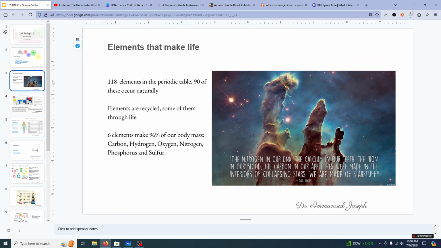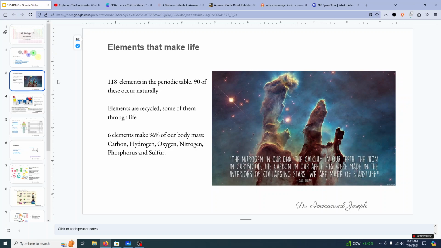There are 118 elements in the periodic table. 90 of these occur naturally. It's important to recognize that while we do not understand the nature of the force called life, we know that the physical structure that supports life is made of elements that have been recycled across time. And so the same elements that make stars is what make us. So it's kind of a fascinating thing to think about.